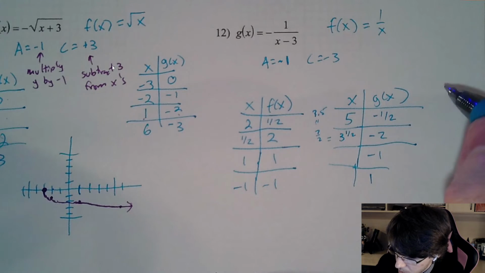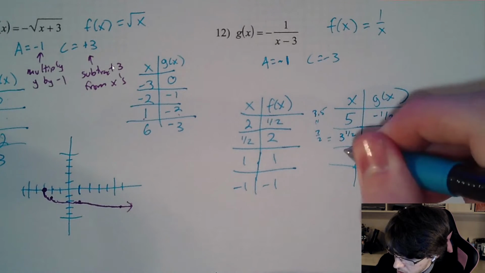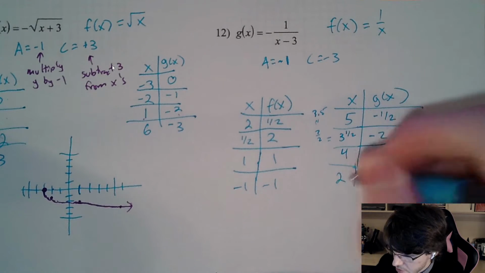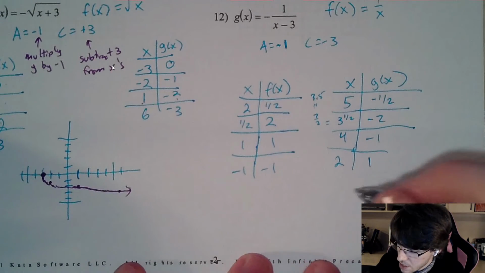All right. And again, we're adding 3. So we're going to add 3. We're going to get 4. Add 3. We're going to get 2. And then you just play connect the dots.